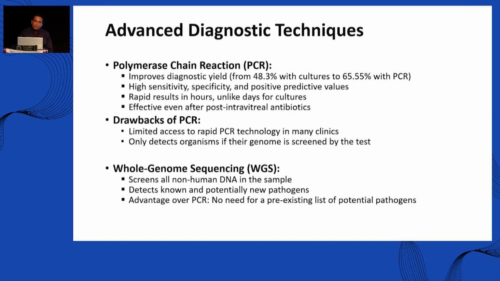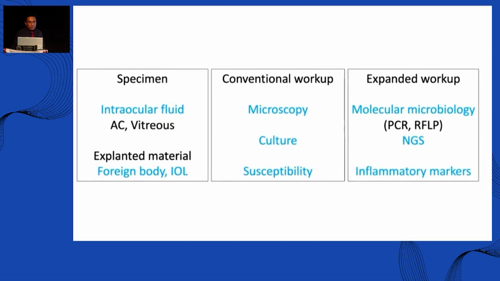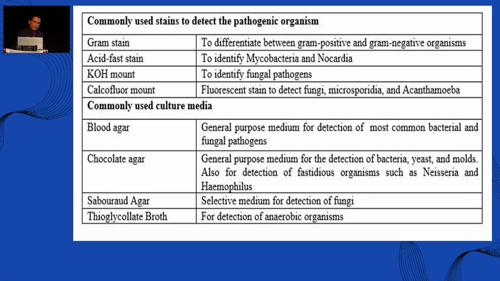So we can use advanced diagnostic techniques, which are practically not available many times, and not available in our country, but still we should know of them. The polymerase chain reaction, PCR, can be used. Then the newer one is whole genome sequencing, which gives better results than PCR. Whatever the case, we take the specimen, we work it up, and we expand our workup if it is not positive. But most of the time in our setup, we treat them.